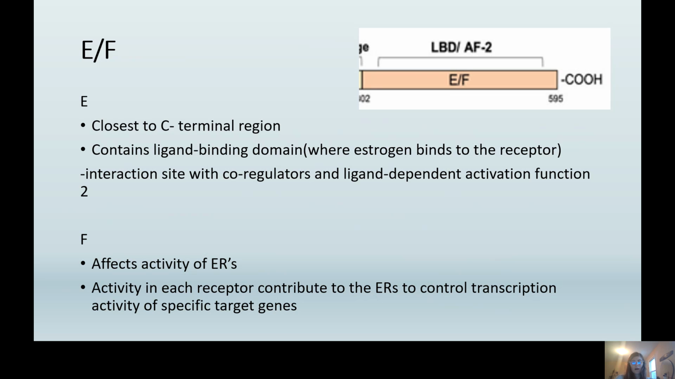Again, this is where the activation happens and where it binds. The F domain is combined with the E, and that affects the activity of estrogen receptors, and the activity in each receptor contributes to the estrogen receptors controlling transcription activity of specific target genes. This is the most important part in the estrogen receptors.